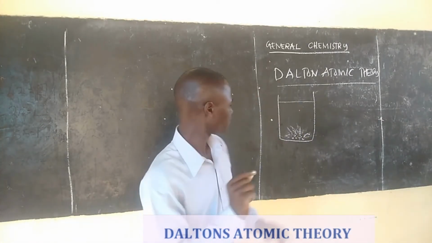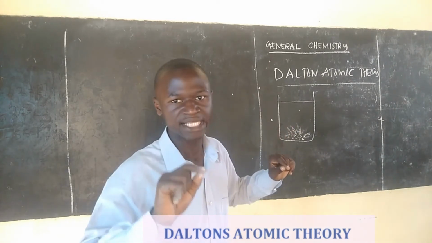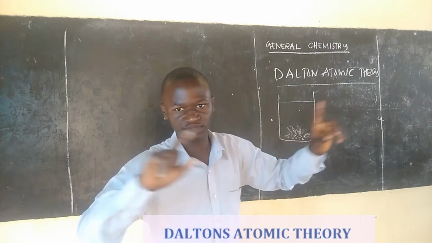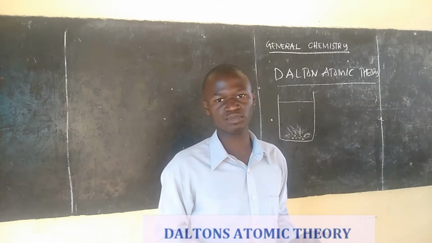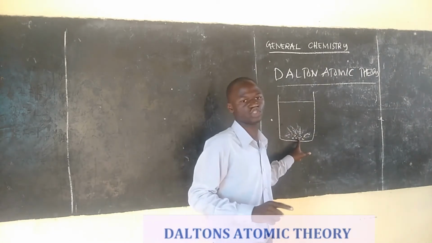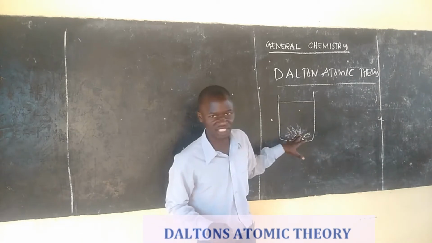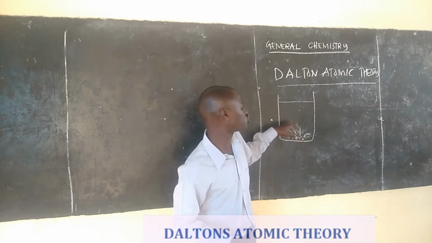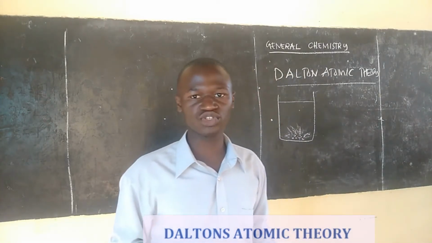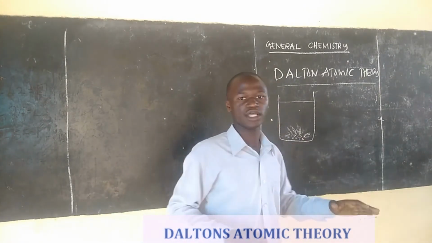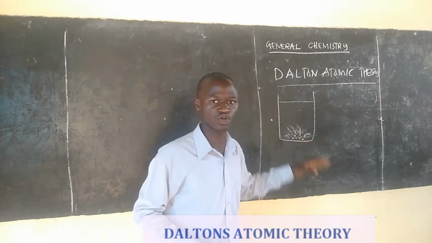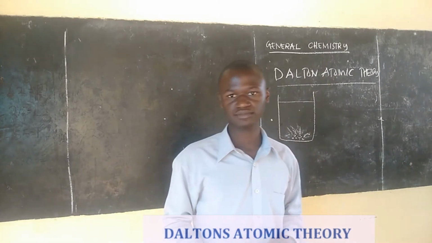It is because the crystals are made up of smaller particles which are able to move. Crystals themselves, they are not able to move. But as these crystals dissolve, the particles in the crystal tend to move in random motion. Now how do we call these particles? We call them the atoms.